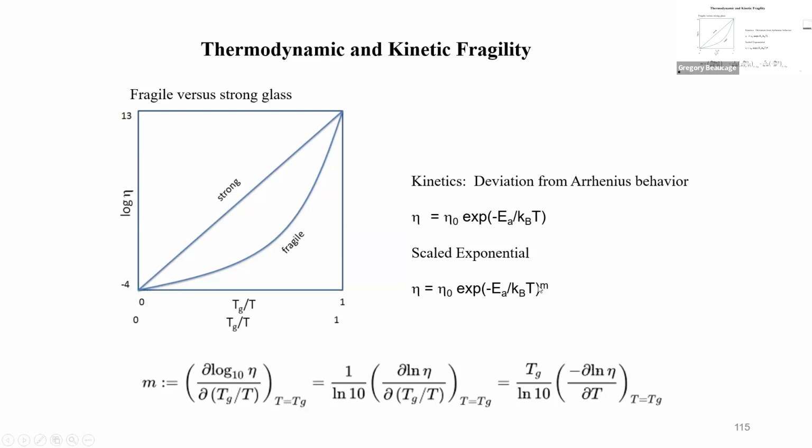So this is this fragility number they call it. It's a power. So it's a scaled exponential to some power. And that M would be less than 1 usually.